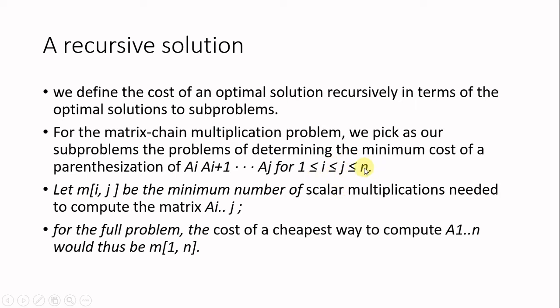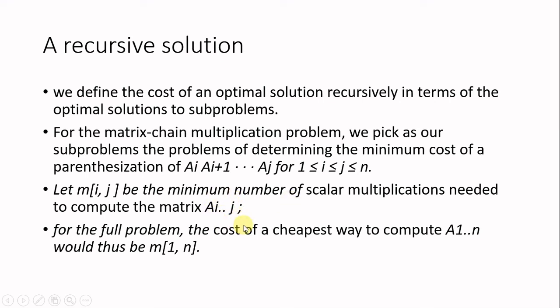So let m of i comma j be the minimum number of scalar multiplications. We are defining the cost now. The cost is defined as m of i comma j, the minimum number of scalar multiplications needed to compute the matrix Ai to j. This is actually a product of Ai to Aj, denoted as Ai to j.